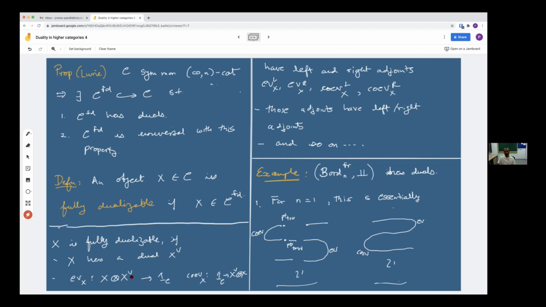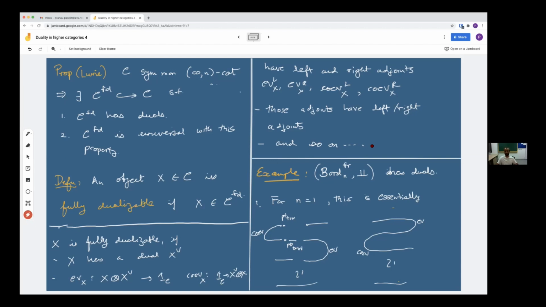Now, if X has duals, that means there is an evaluation map and a co-evaluation map for that duality. Now, these maps should themselves have left and right adjoints: the left adjoint of evaluation, right adjoint of evaluation, left adjoint of co-evaluation, and right adjoint of co-evaluation. It makes sense to ask if those morphisms themselves have right and left adjoints, because they're themselves one-morphisms in some mapping category between two things. So those should themselves have left and right adjoints, and so on, until you reach level n-1.